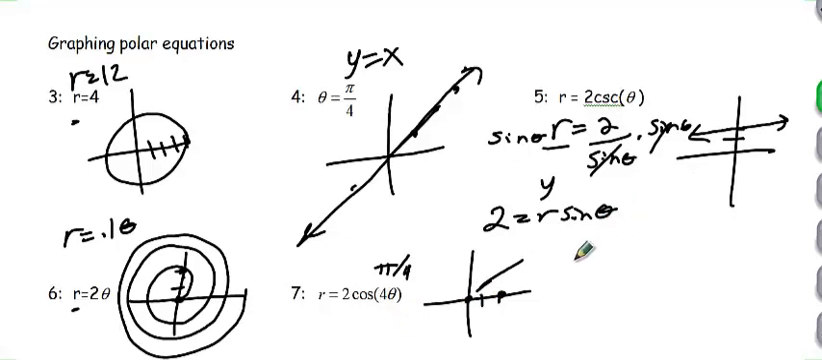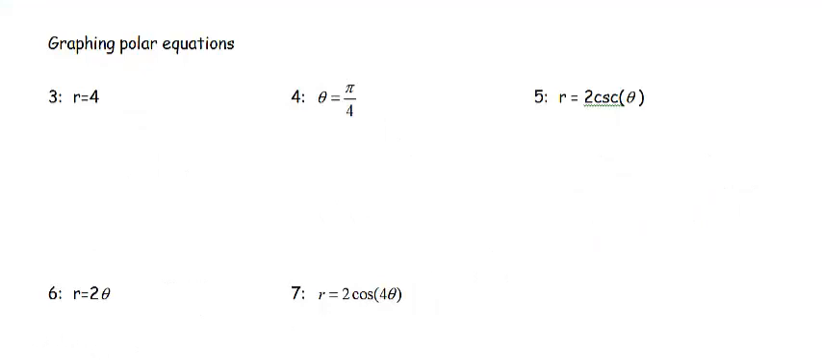So anytime that you're out of your depth in one of these, just the same thing with parametric, you can go to the calculator. So let's bring up our calculator here, and we'll see what it can do.